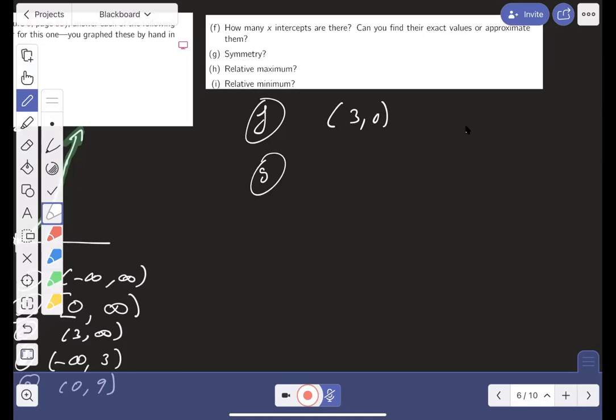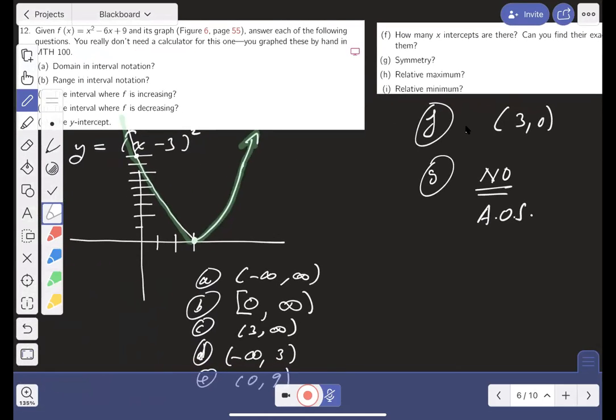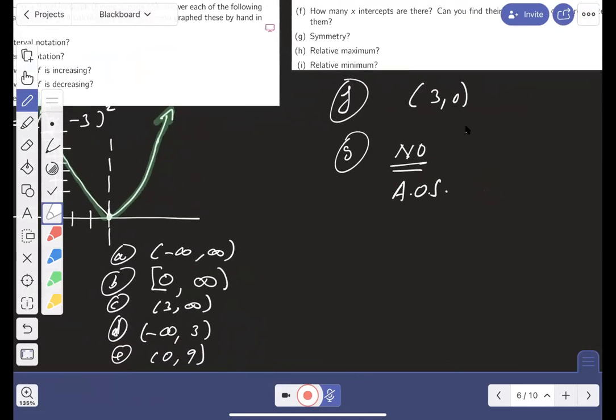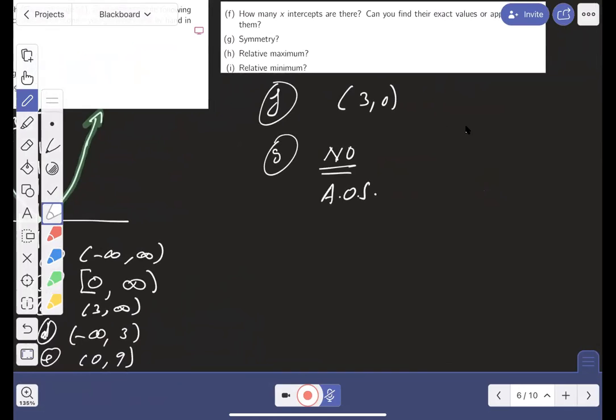Let's go to G. Is there symmetry? No. However, in Math 100, they talked about what's called an axis of symmetry. Let me go back to the picture. The axis of symmetry is this line over here. By the way, it doesn't have even odd symmetry. So for axis of symmetry, I want to write down, it's going to be x equals 3. But I'm going to say no symmetry that we're looking for, and that's even odd symmetry. So no even and no odd symmetry.